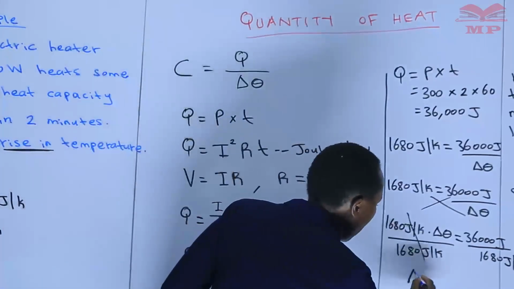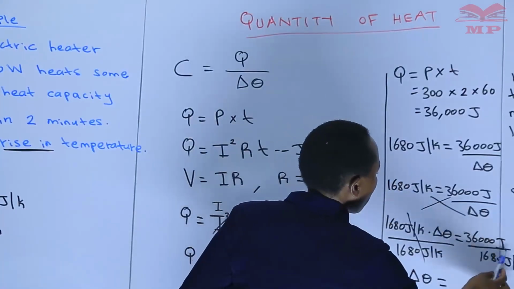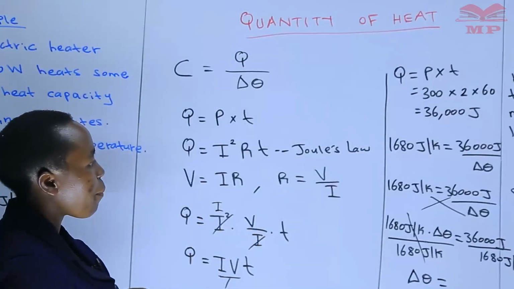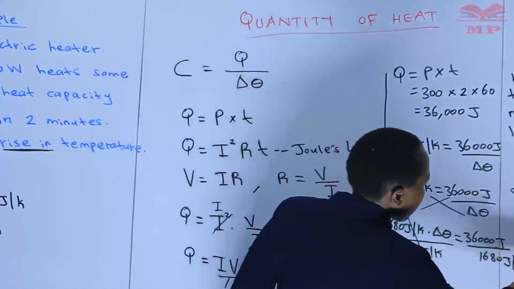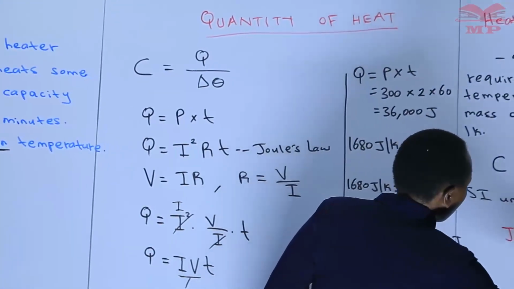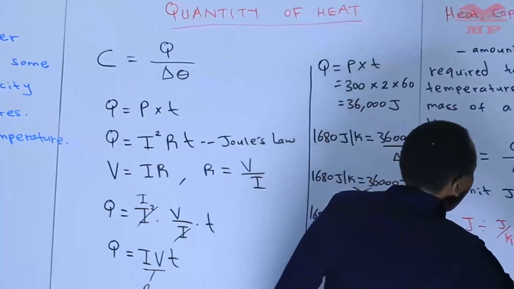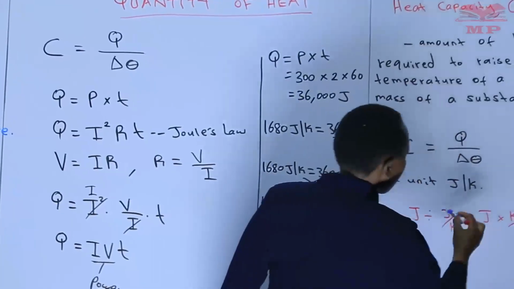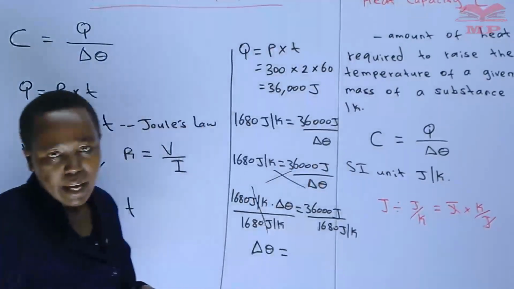So we remain with our change in temperature. Here we are having joules divided by joules per Kelvin, which is the same as joules multiplied by Kelvin per joules when we reciprocate, so the joules cancel. So our answer will be in Kelvin.